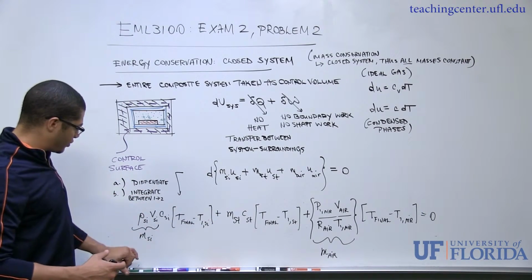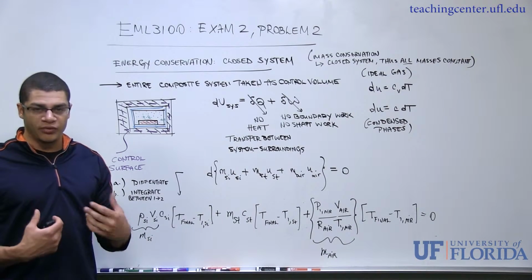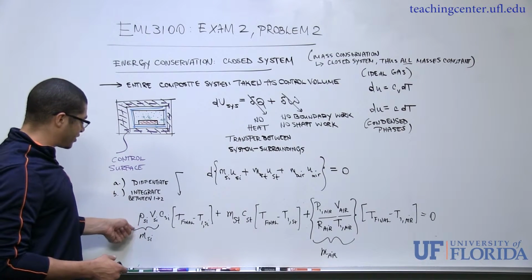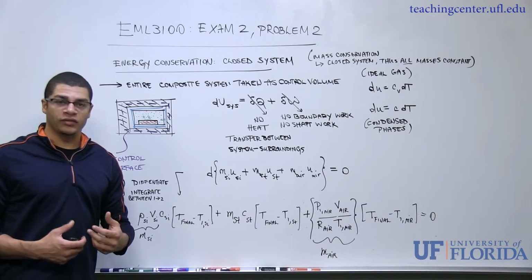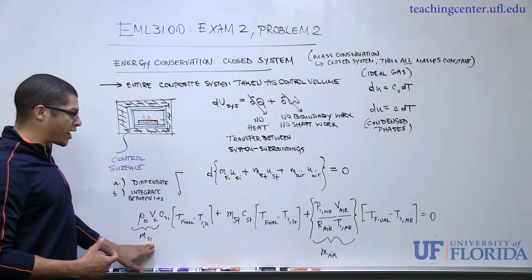One further note is that for the mass of silicon, I had to extract the mass from the variables that were given in the problem statement. We were given both the density of silicon and the volume of the silicon wafer. And the product of density and total volume gives me mass.